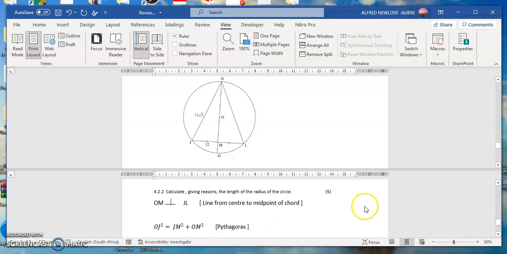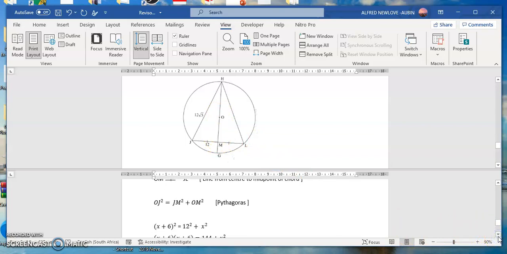Okay. Then we can say that OJ squared, where is OJ? This one, the distance from here to here. OJ squared should be equal to JM squared plus OM squared, Pythagoras, because the angle here is 90.